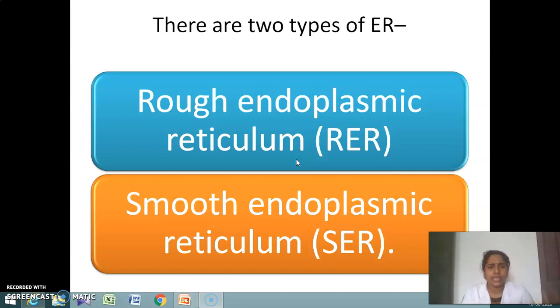What is meant by rough endoplasmic reticulum? Once we observe through a microscope, we can observe it as rough because another cell organelle, ribosome, is attached on this rough area of the endoplasmic reticulum. So those regions where ribosomes are attached are called rough endoplasmic reticulum. Clear? And those regions devoid of ribosomes will be smooth, isn't it? And those regions are called smooth endoplasmic reticulum.